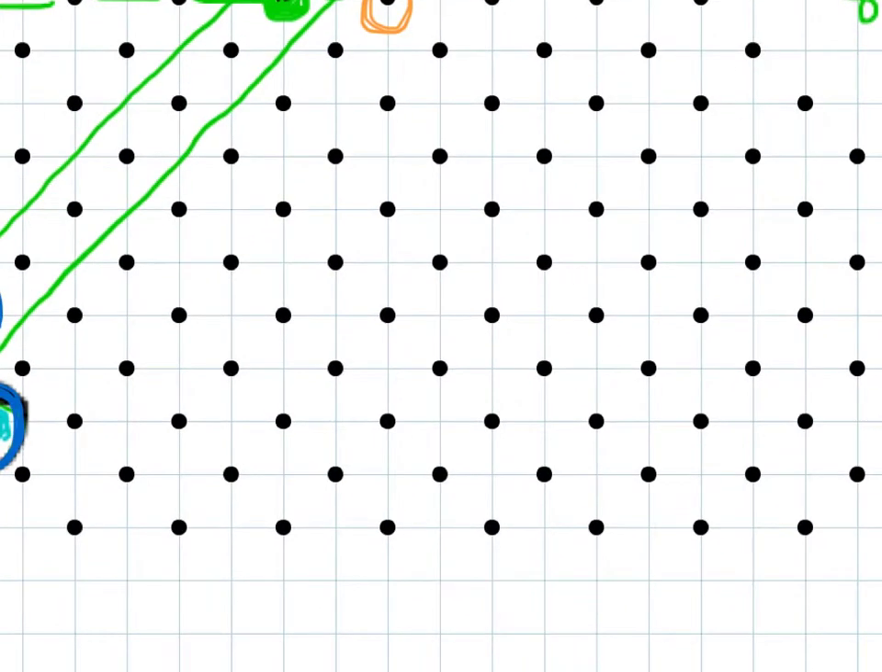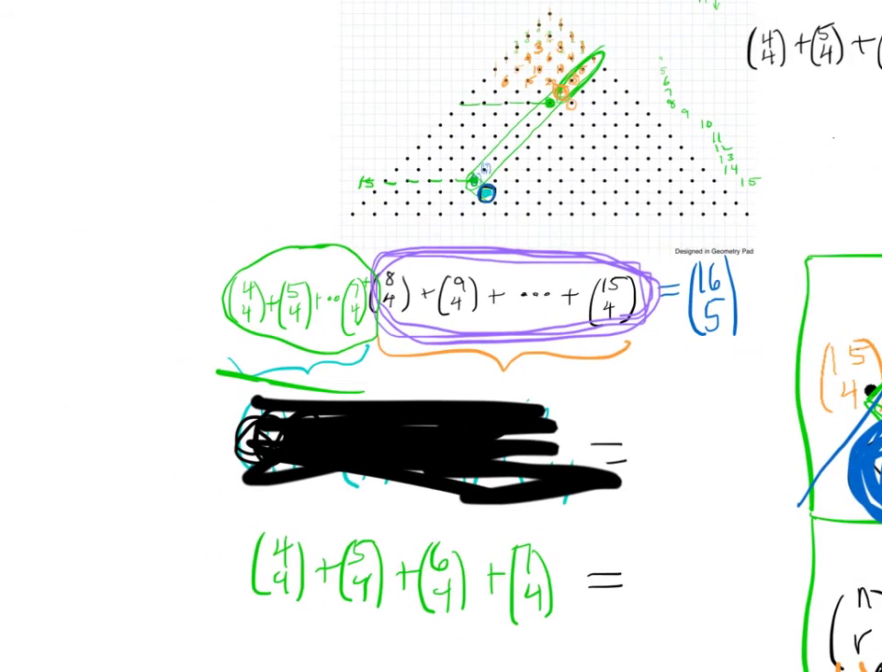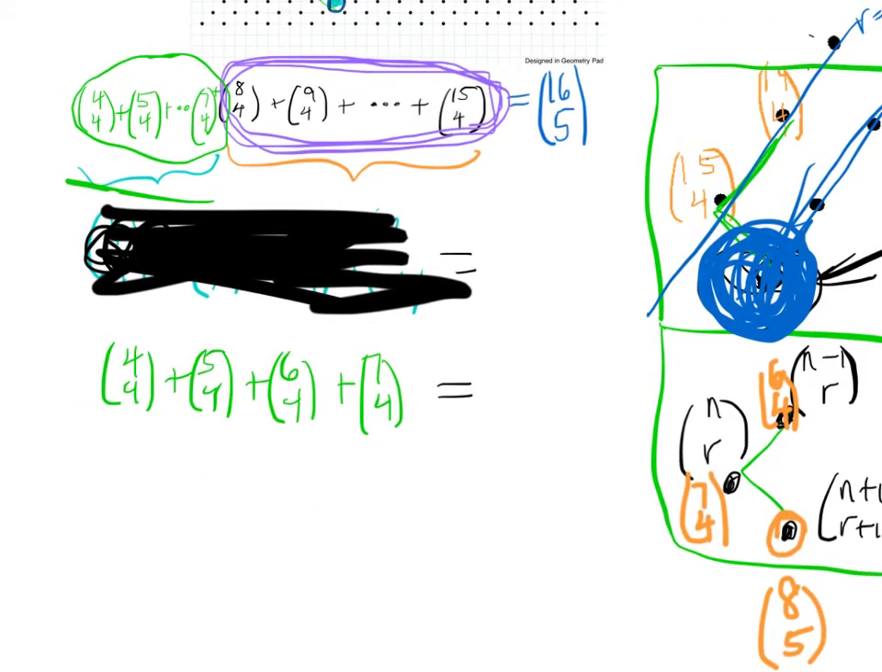Okay. What does that tell us? According to the hockey stick, that 4 choose 4 plus 5 choose 4 plus 6 choose 4 plus 7 choose 4 adds up to what? 8 choose 5.